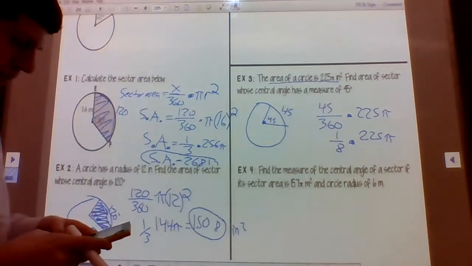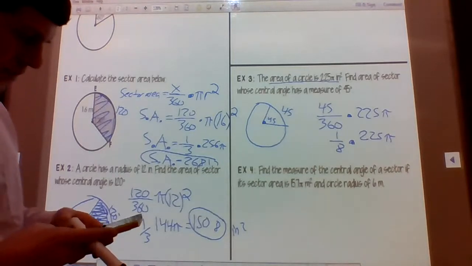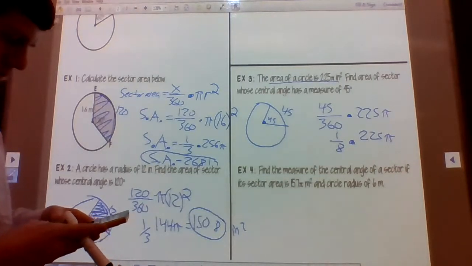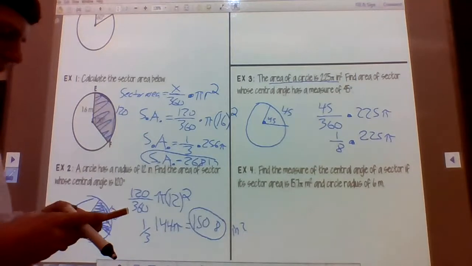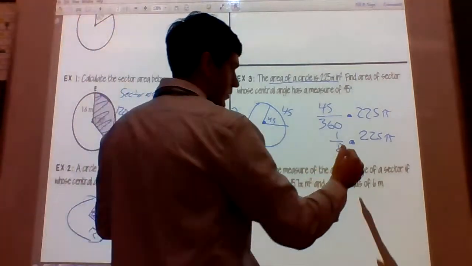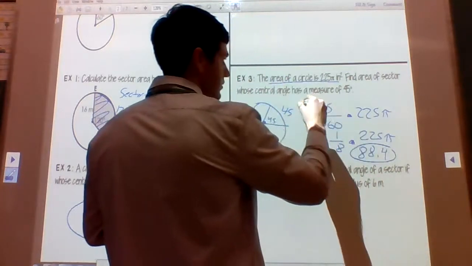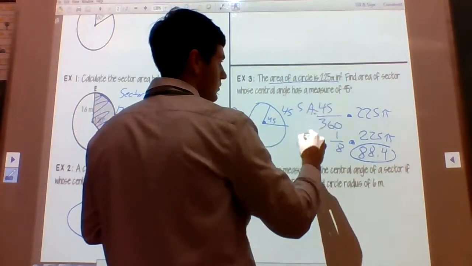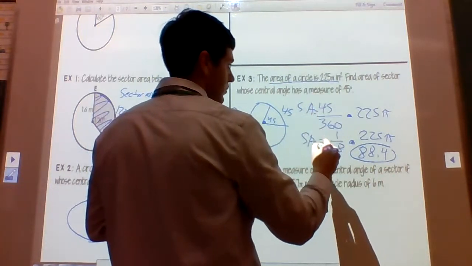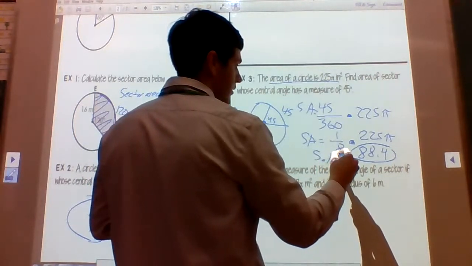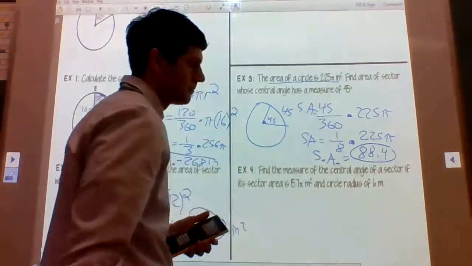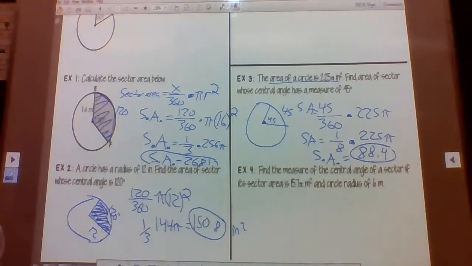So 225 pi divided by 8. We only want 1/8 of it. That's going to be 88.4. So again, we can write this as an equation: sector area equals 1/8 times 225 pi.